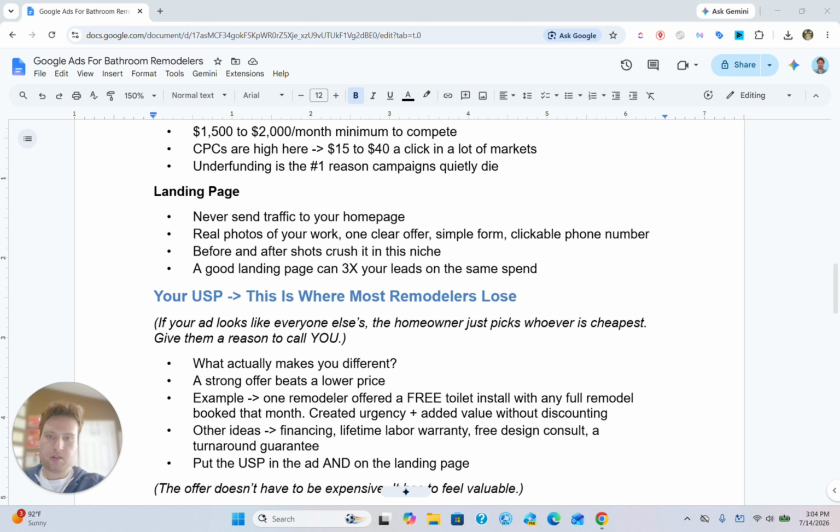When it comes to photos, use real photos of your work. I would avoid stock images if possible. Before and after shots are really good. A good landing page is really what separates a good campaign from a great campaign.